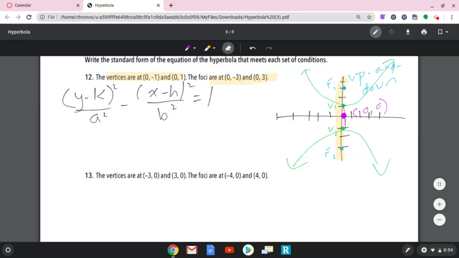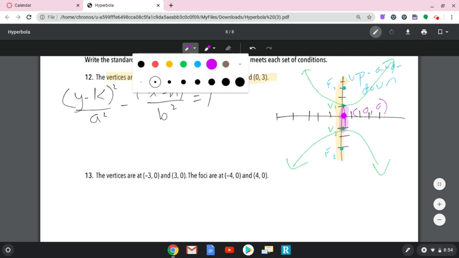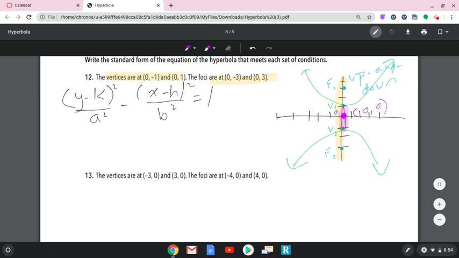Now I need to know a and b. A will always be the distance between my vertice and my center. If I look over here, my a would be the distance both ways between the vertice and the center, because that segment highlighted in purple would be 2a. So I have a here and a here. What is a equivalent to? A would be equivalent to 1.